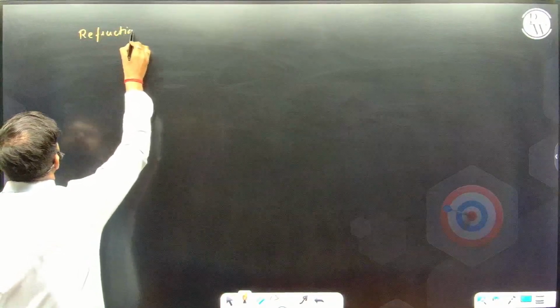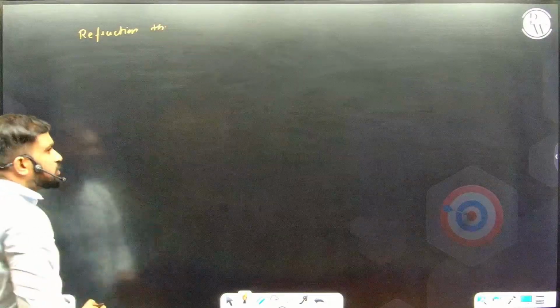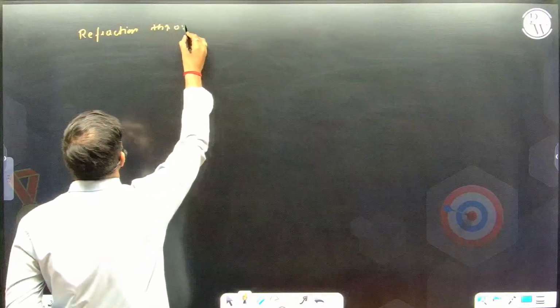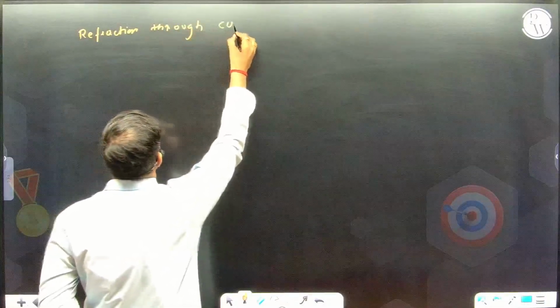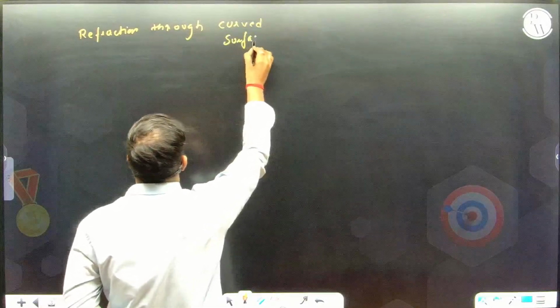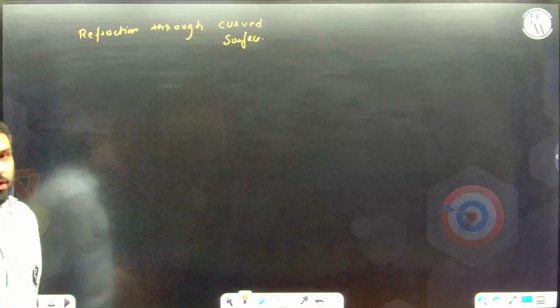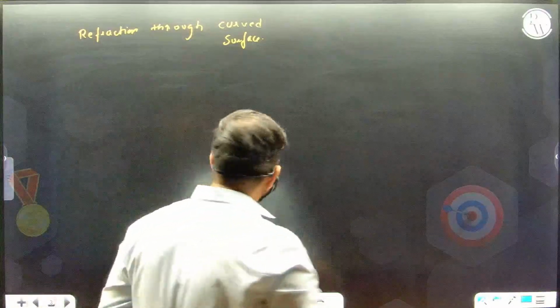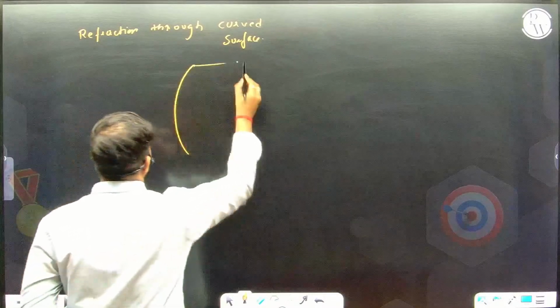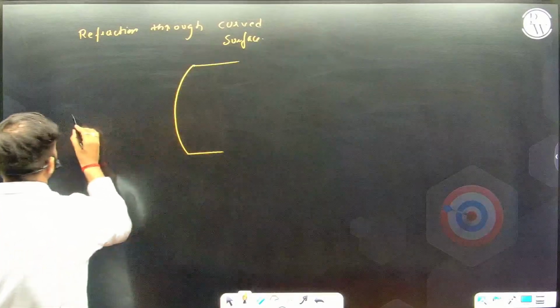Then comes your refraction through curved surfaces. These are just the outlines of all the topics we will see. There are many formulas which you need to revise. So in refraction through curved surface, we need to see the image formation, angle of incidence and the angle of refraction formula.